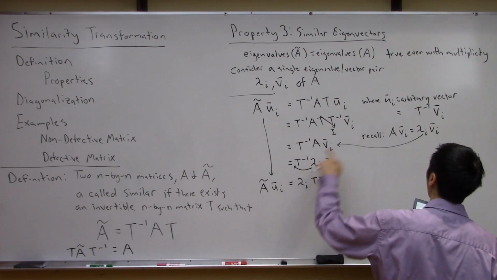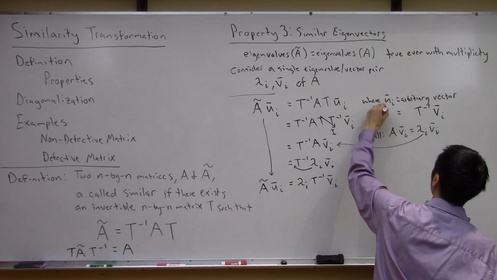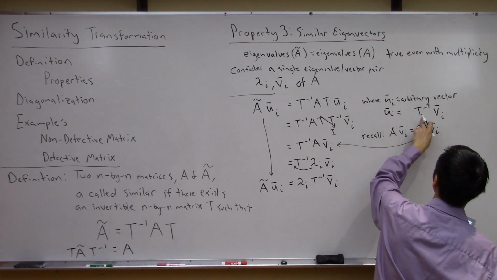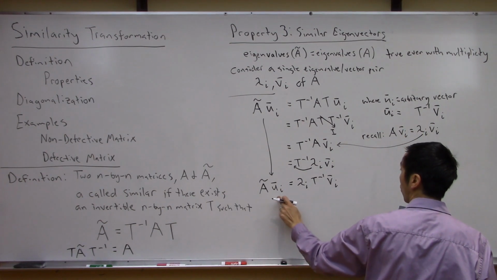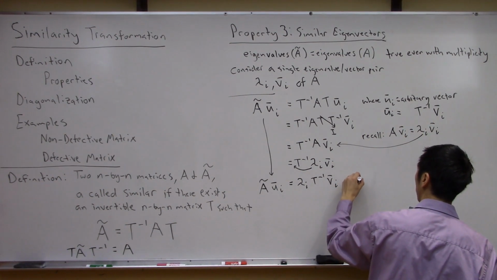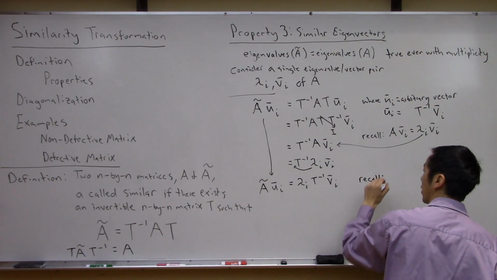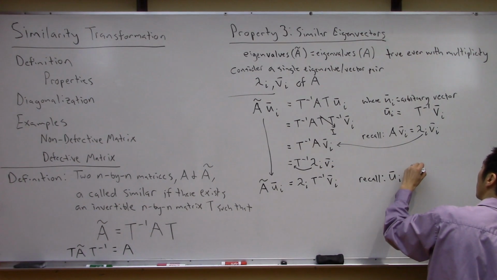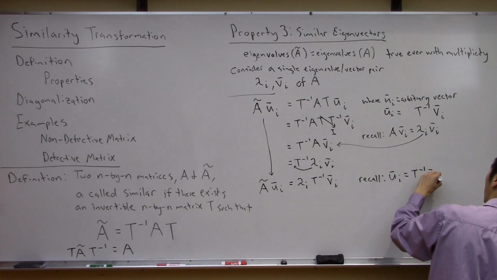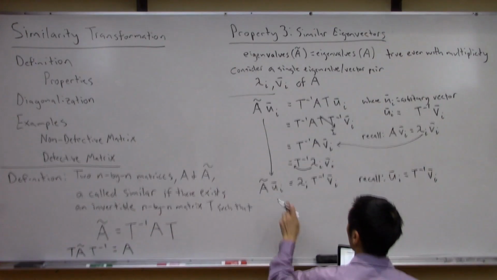Remember, what was UI? UI was this up here, right? This was UI, right? It's T inverse VI. Okay, so let's go ahead and plug that in for UI. So maybe what I'll do is I'll just make a little note so we can recall what we're doing. So we're going to say, recall that UI, right? This arbitrary vector that we're using, it's T inverse eigenvector VI, right? So I'm going to plug that in over here.